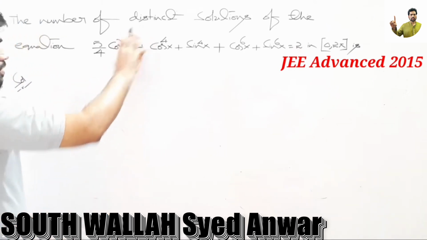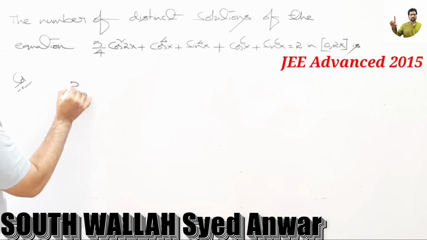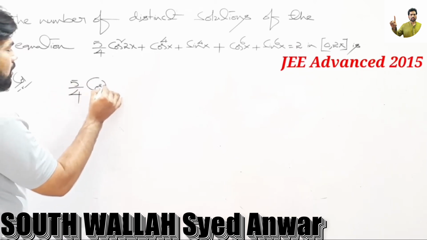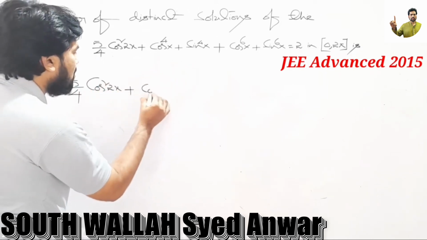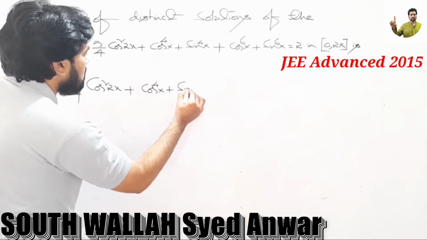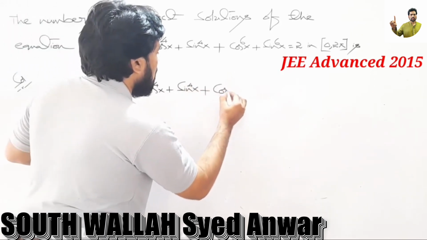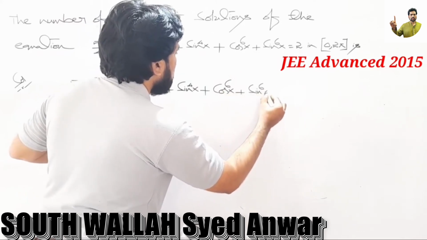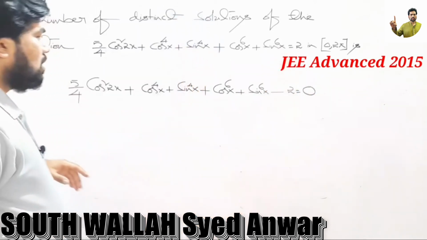So first let me note down the given equation here. What is the given equation? 5/4 into cos²2x + cos⁴x + sin⁴x + cos⁶x + sin⁶x − 2 = 0. I am going to write here.